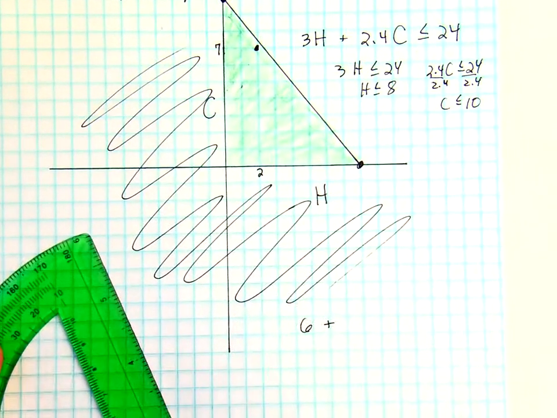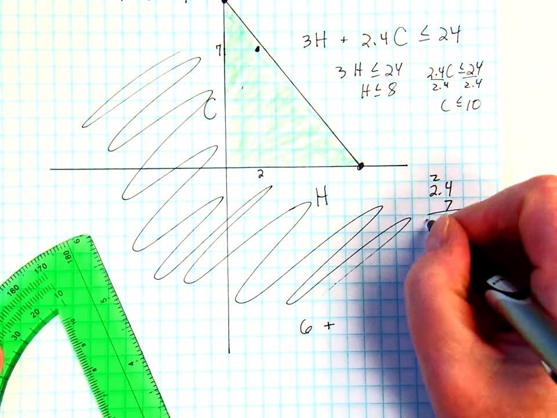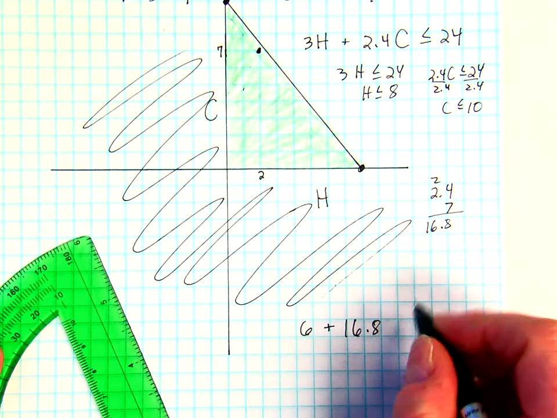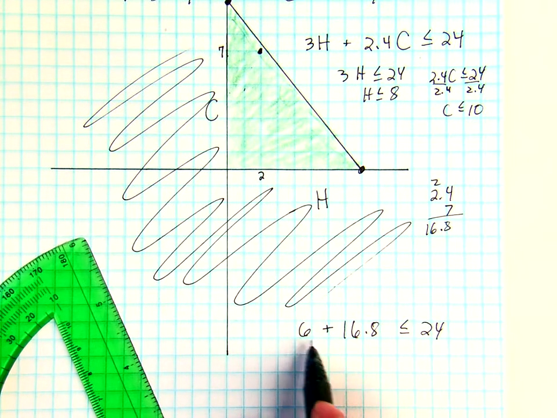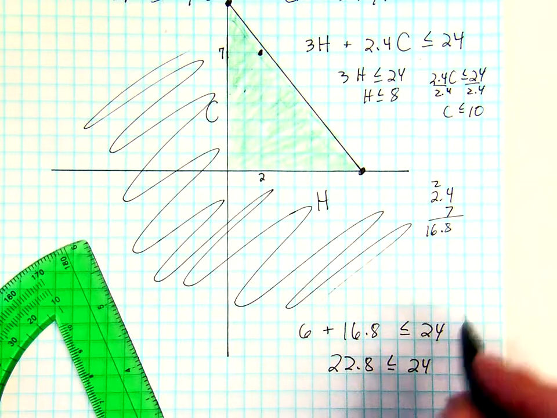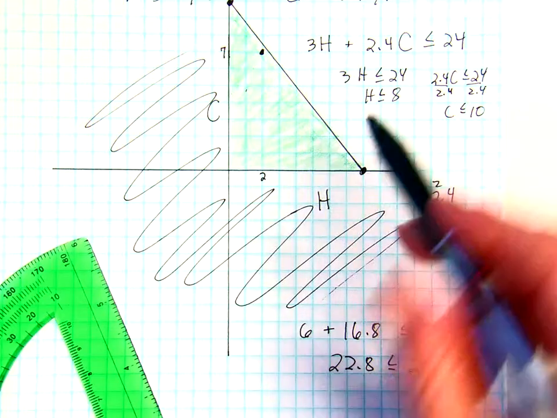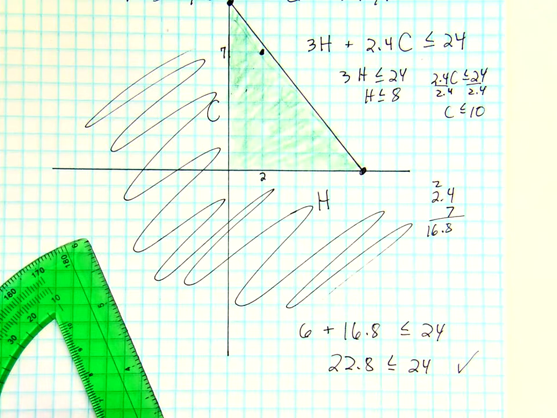And here, let me do my calculations down here. So 2.4 times 7, 14, 16.8. 6 plus 16.8. Hopefully this is less than or equal to 24. And 16 plus the 6 is 22.8 is less than or equal to 24. And so that does check. So you can either find a point that appears to be on an intersection point, or any point that's in here will work because you have satisfied all of your parameters.